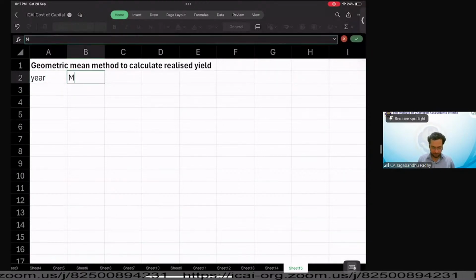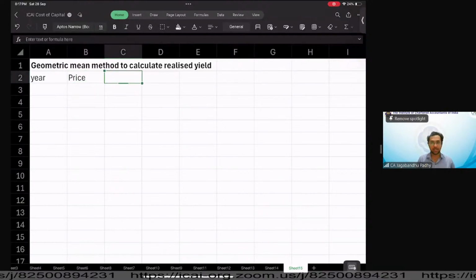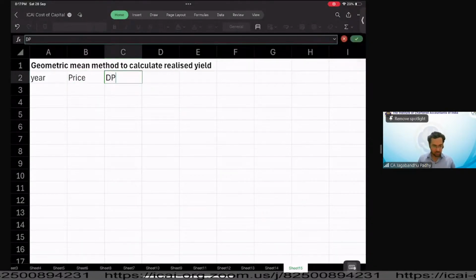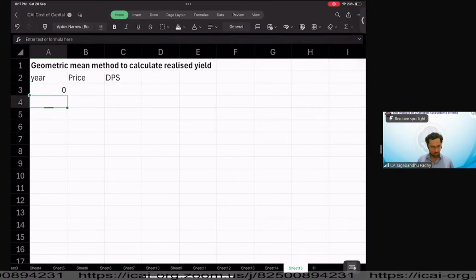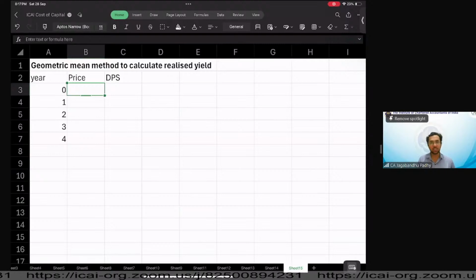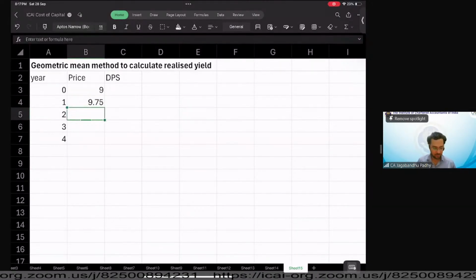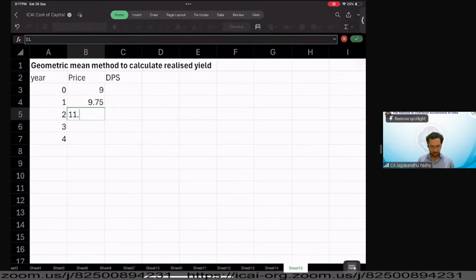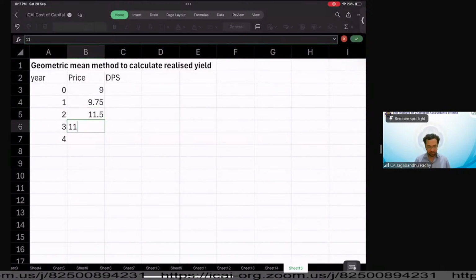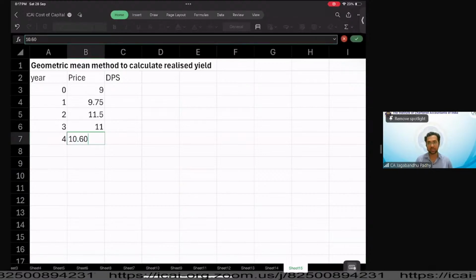So here, when we consider the price and then we consider the dividend per share. So year 0, 1, 2, 3, 4. Let's say in year 0, the price that we had was 9 rupees. First year, the share price became, let's say, 9.75. Second year, the share price became 11.50. Third year, the share price became 11. And in the last year, the share price is 10.60.